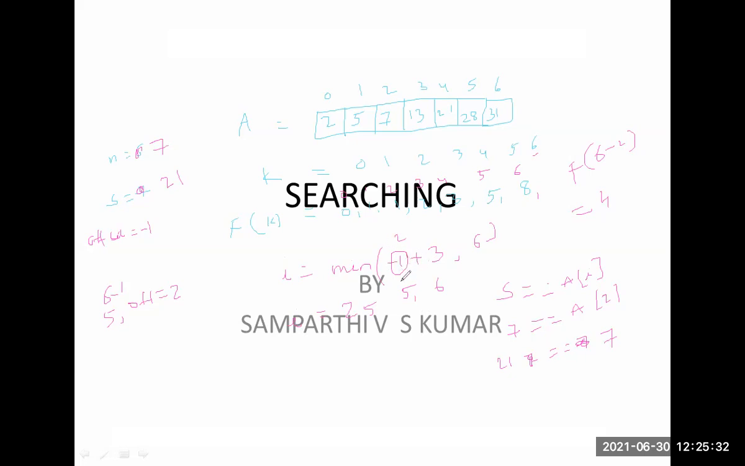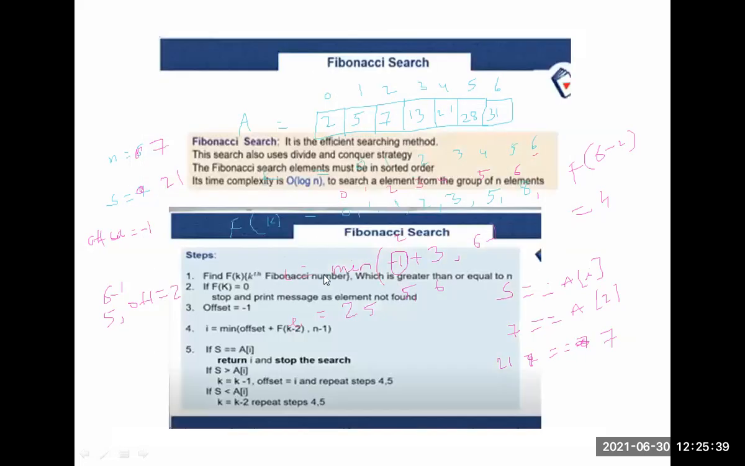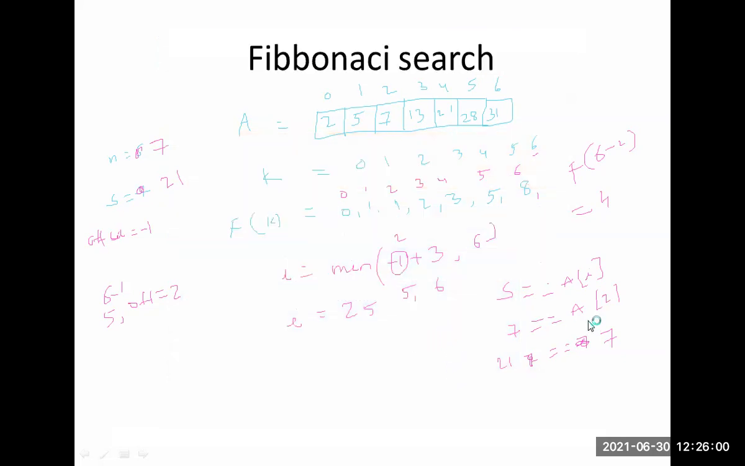So just substitute here 2 in the formula. What is the formula here? See the formula here: offset plus f of k minus 2, comma n minus 1. The f of k minus 2 is 3. So 3 plus 2 is 5, comma n minus 1 is 6. So 5 comma 6. So in this the minimum is 5. Okay. Then check the condition. So what is the condition here?